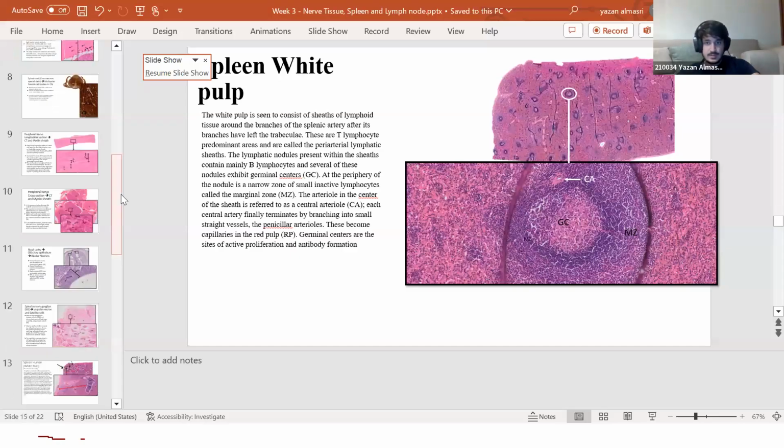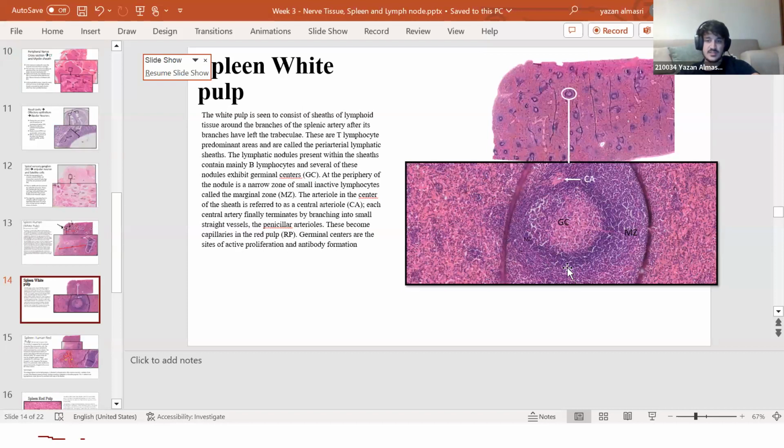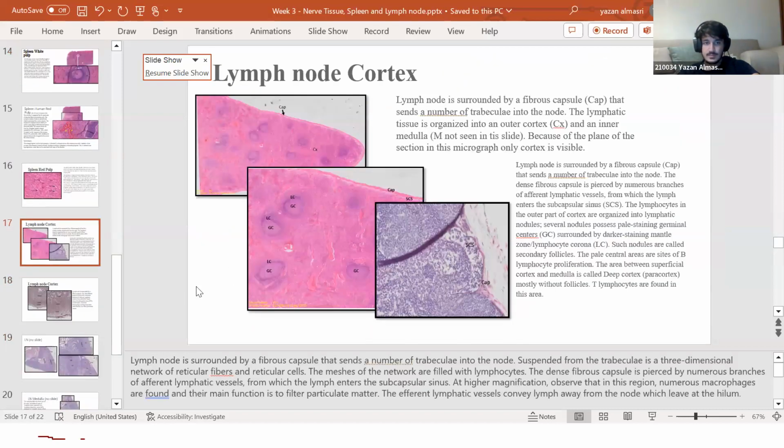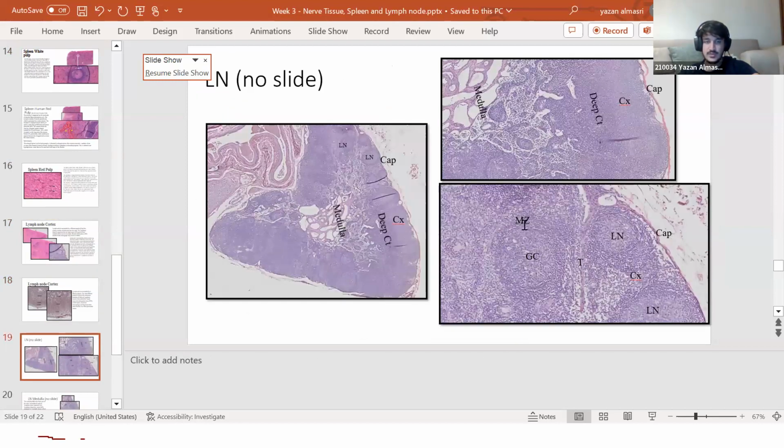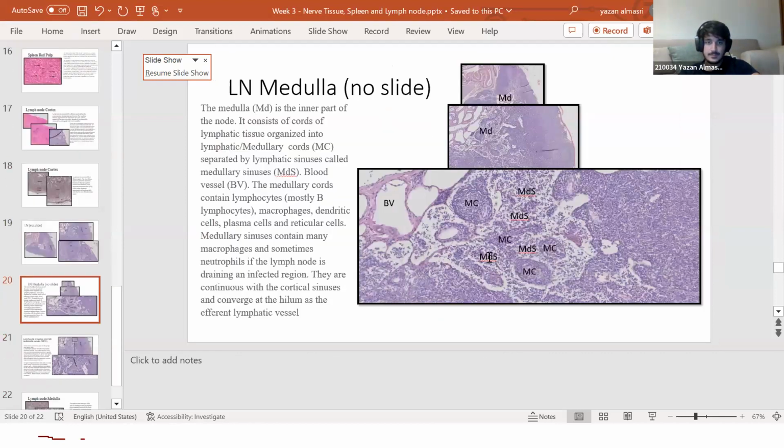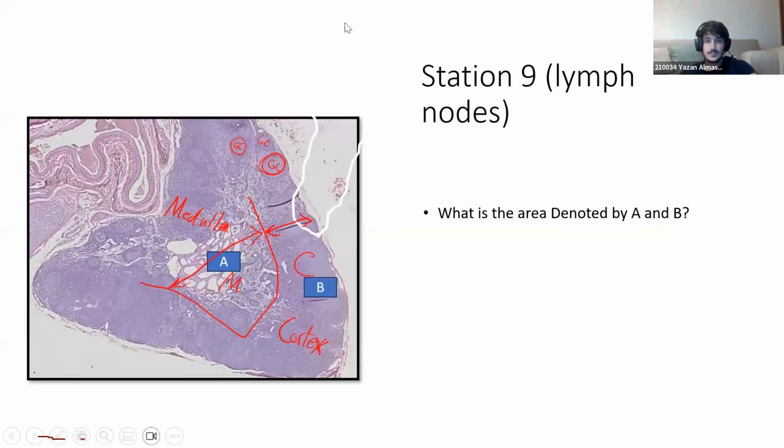So here it is. This is a germinal center. This is in the spleen though. Germinal center and the marginal zone. It's the same in all lymphoid tissue. Again, germinal center, germinal center, germinal center. Germinal center, marginal zone. Makes sense. Okay? Is it clear or should I move on?